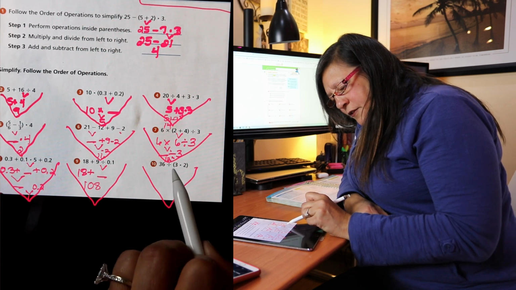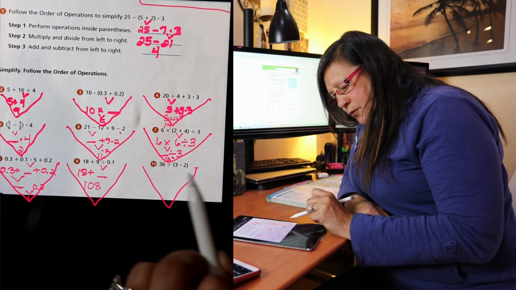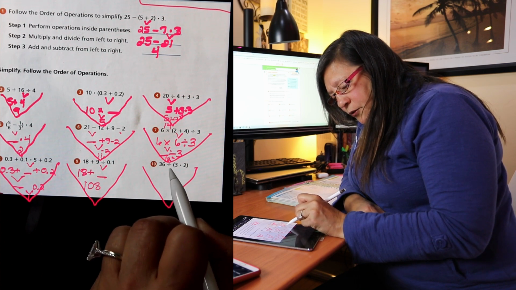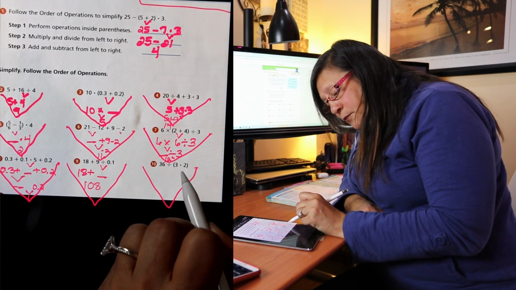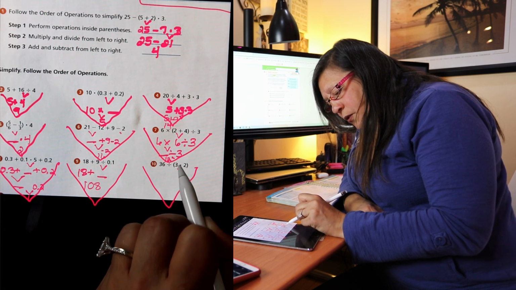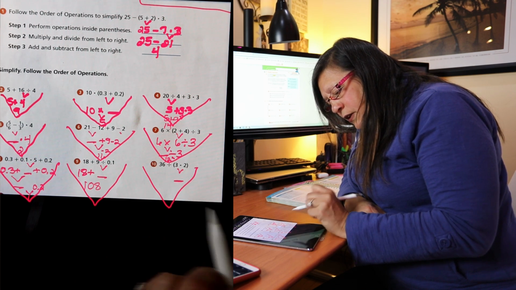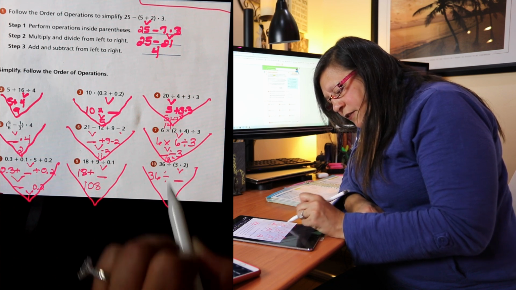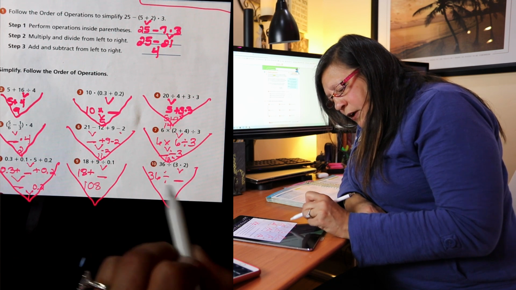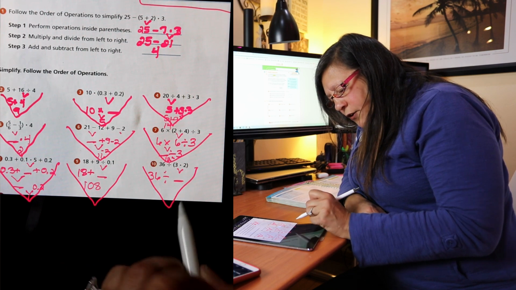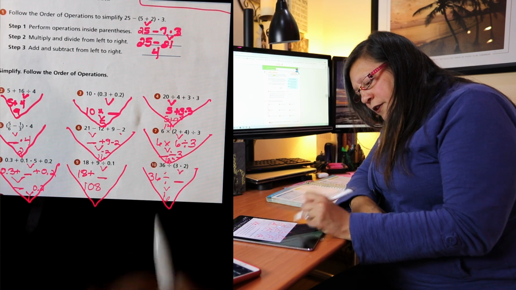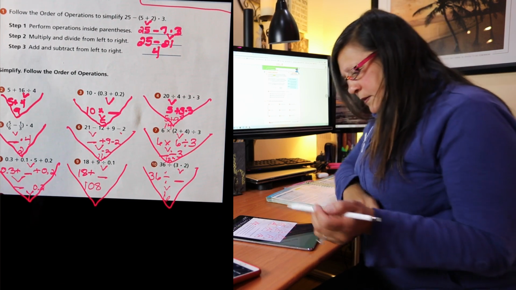Number 10, we have 36 divided by (3 times 2). 3 times 2 is in parentheses. So we're not doing left to right with division and multiplication there. You got to do parentheses first. So go ahead and do 3 times 2. Get your answer. Bring down the rest of the expression. Now it's 36 divided by your answer here. And that will give you your final answer of 6. Okay.